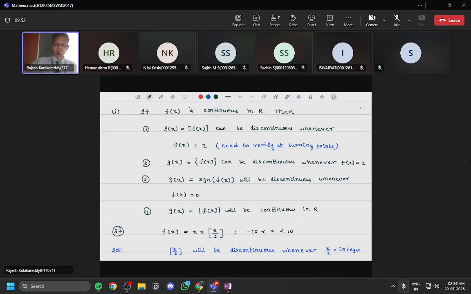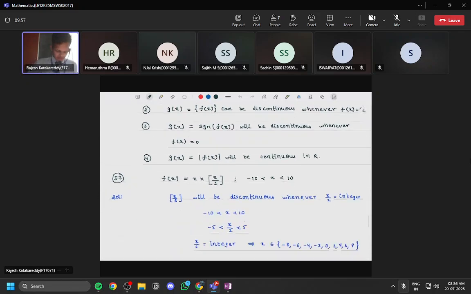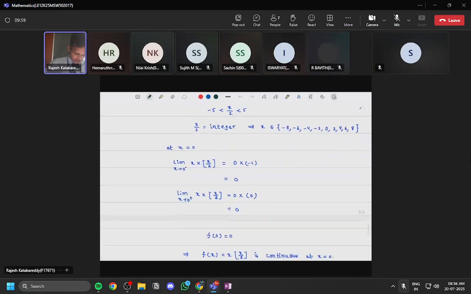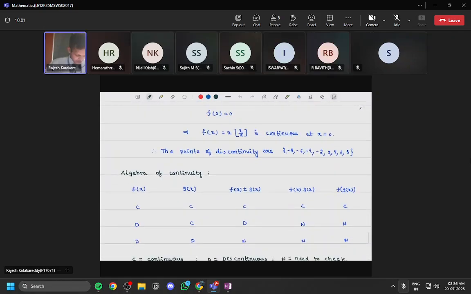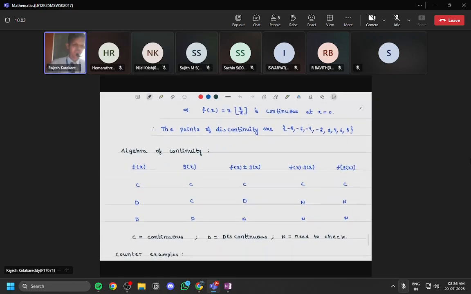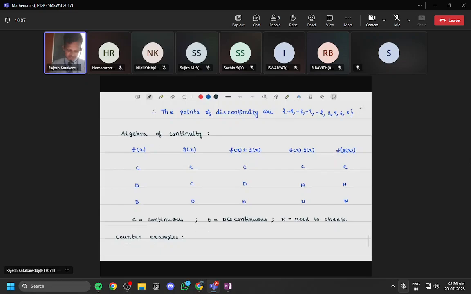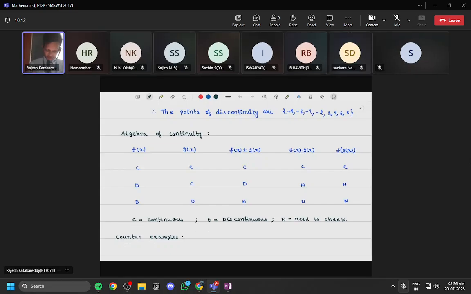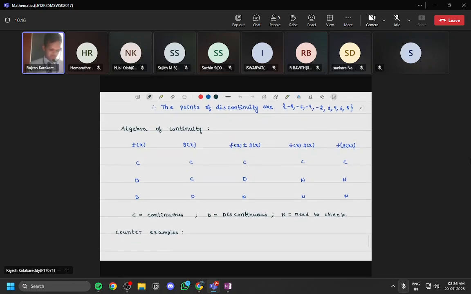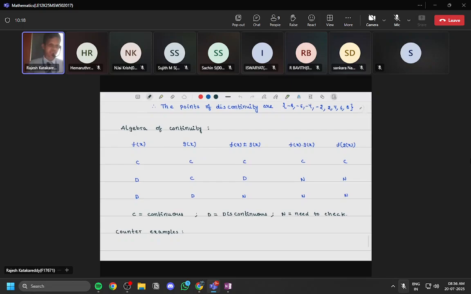So in the next one, this is about the algebra of continuity. If you see NCERT, they have given only the case when f and g both are continuous. The remaining they didn't give. I have seen some reference books and gathered some good counterexamples to justify my reasons. I'm going to explain it. First you listen, then you can write it.